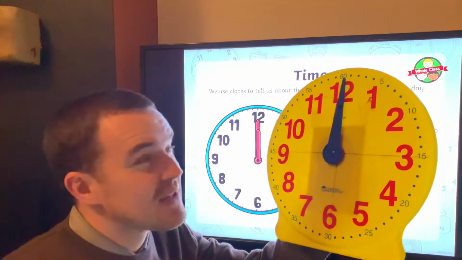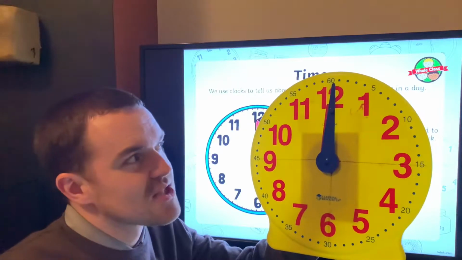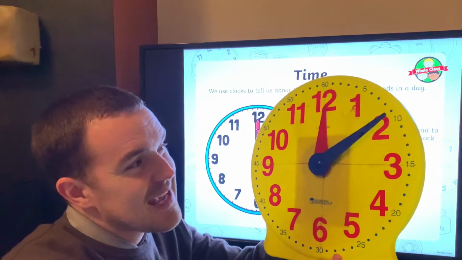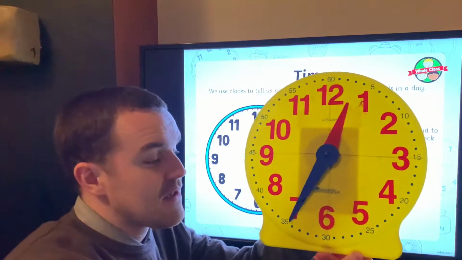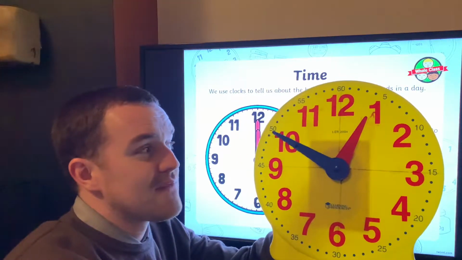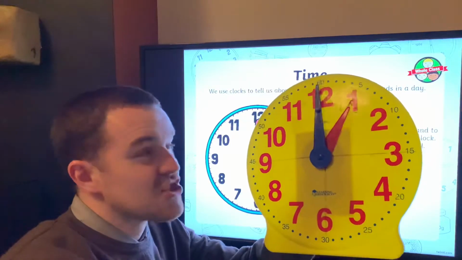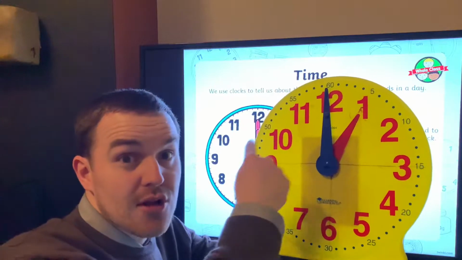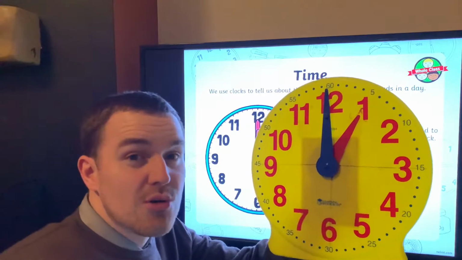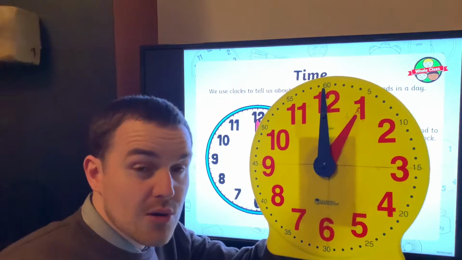And we can even count on fives like we have done to show us that. So we've got 5 minutes, 10 minutes, 15 minutes, 20, 25, 30, 35, 40, 45, 50, 55, 60. So 12 o'clock we started on and we've traveled 60 minutes, 1 hour around the clock. 60 minutes has taken us 1 whole hour from 12 o'clock to 1 o'clock, okay?